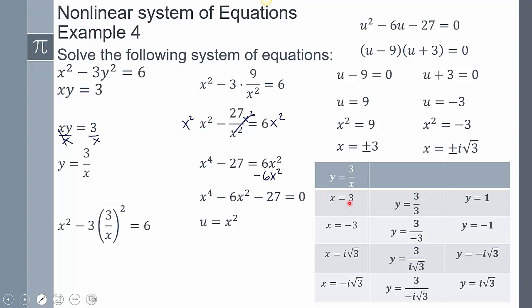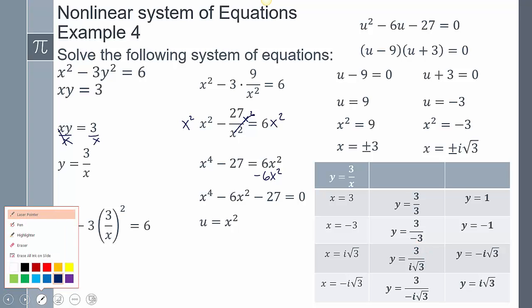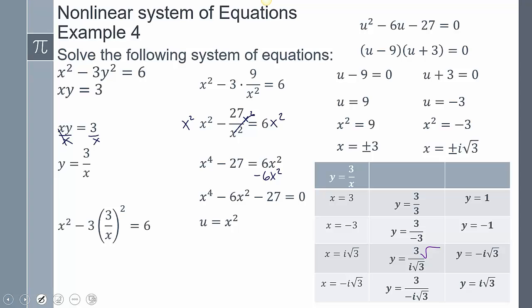And so if I plug in 3, I get y equals 3 over 3, which is 1. If I plug in negative 3, I get y equals 3 over negative 3, which is negative 1. If I plug in i root 3, if you have to rationalize this, you have to multiply top and bottom by root 3 i. And so what ends up happening is you get a negative 3 on the bottom, and that's how it's going to cancel out there, because if you rationalize it, that's going to give me negative i root 3. You have to do the same thing here, and you're going to get i root 3.